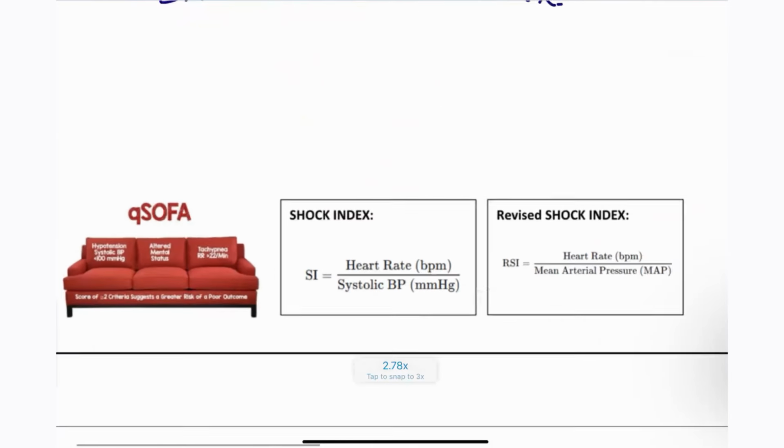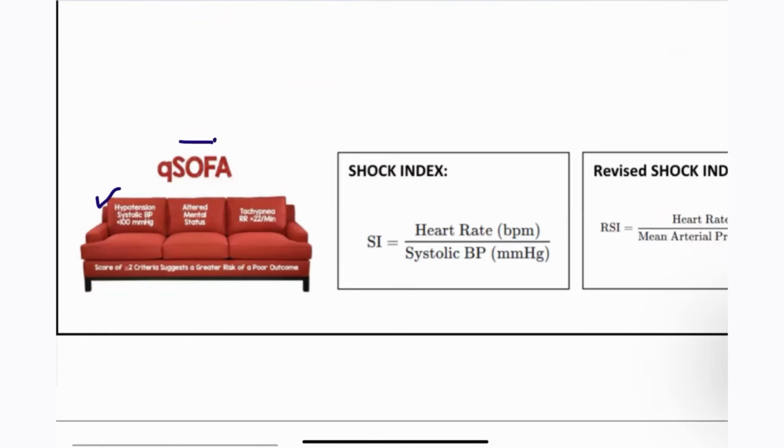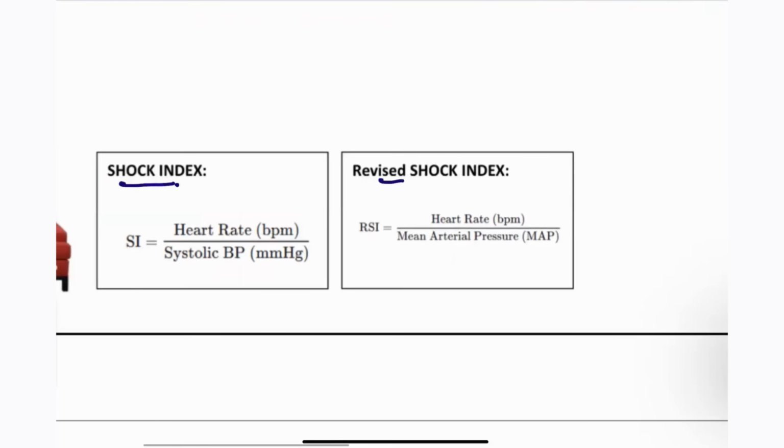Next, some of the scores. qSOFA: hypotension, altered sensorium, tachycardia. Shock index: heart rate by the systolic BP. Revised shock index: heart rate by the mean arterial pressure.